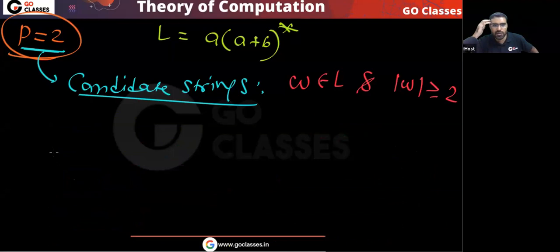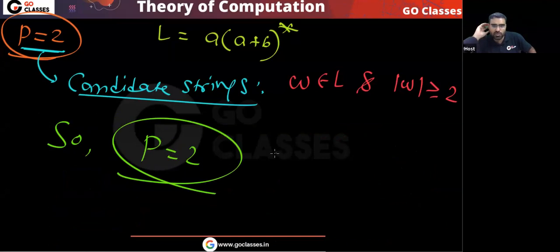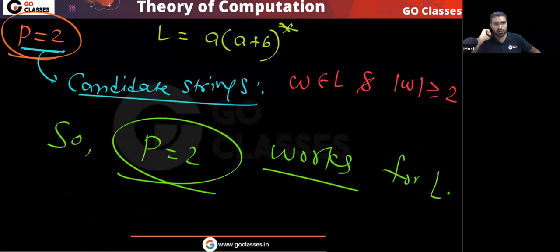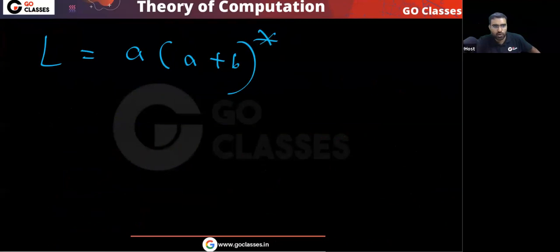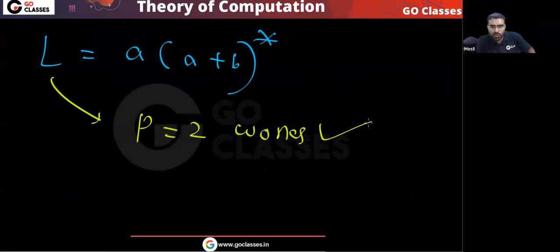So now I can say that p equal to 2 works. Yes or no? We have seen that p equal to 2 works for L. So finally, for this language, how many p's are working? So far we are only analyzing this language. You can notice p equal to 2 is working. If p equal to 2 is working, can I guarantee p equal to 3 will work? Yes, that will also work.